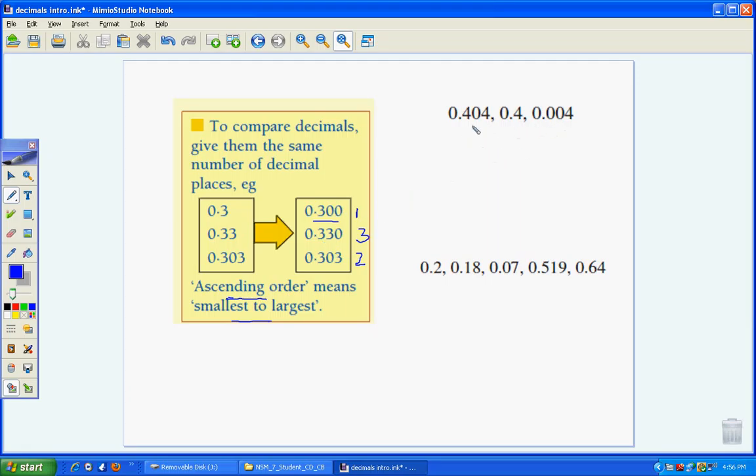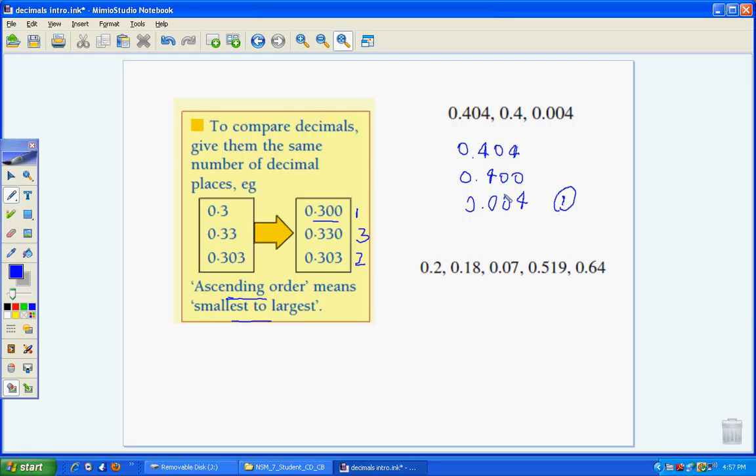If we compare these ones, again, we write them with the same number of places, so 0.404, 0.400, and 0.004. So again, we compare our first. We'll compare the units. No, they're all the same. We compare the tenths. So this one's got 4/10, no tenths. That makes it the smallest. So that would be the smallest.